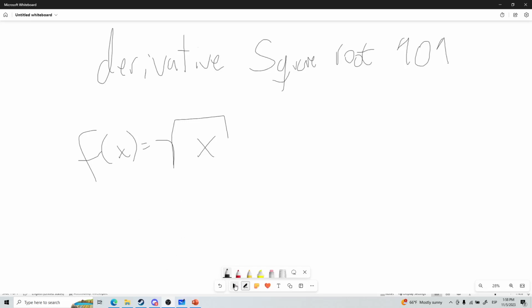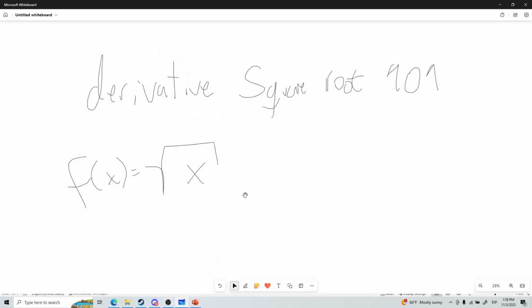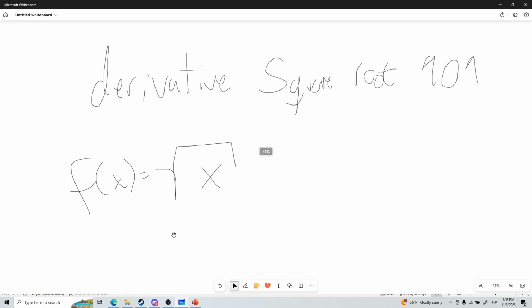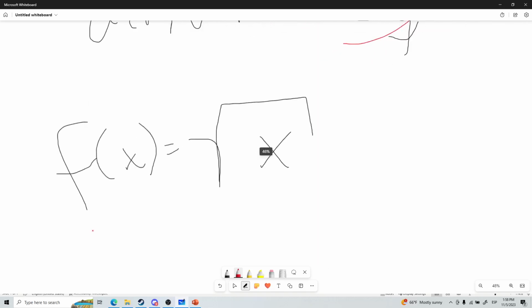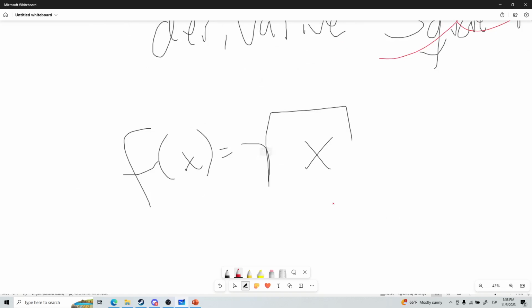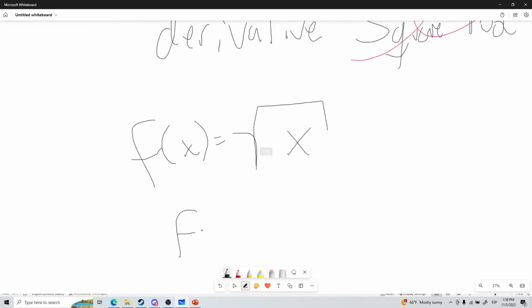All right, so for the derivative of the square root, what a lot of people don't seem to grasp is that this is really pretty much the same as the derivative of the exponent. And I'm going to tell you a little bit why. So before you do the derivative of any square root, get used to the following. This right here is the same as this.